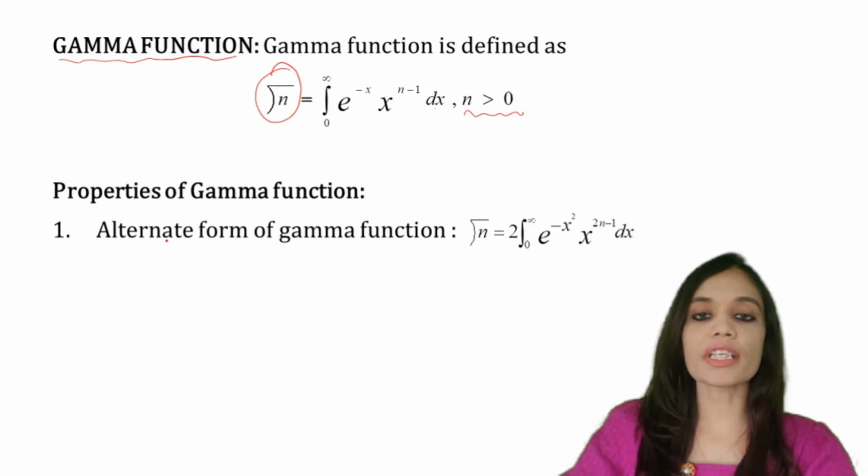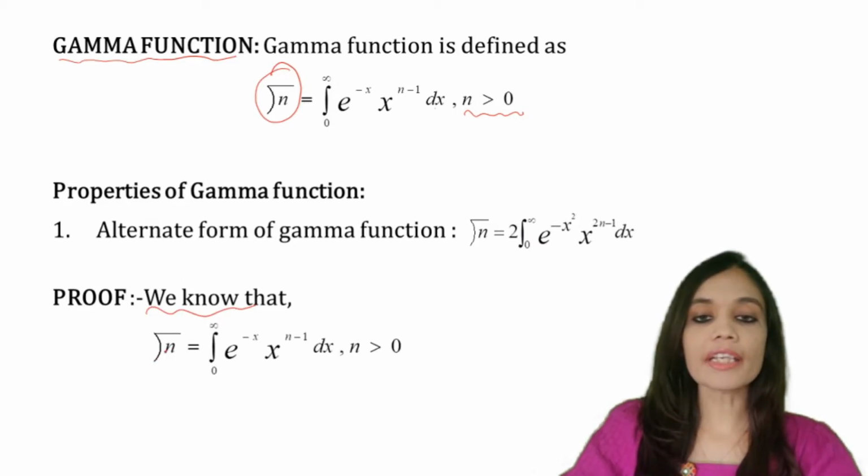The first property is the alternate form of gamma function. That is, gamma function can be written as gamma n equals 2 times integration 0 to infinity e raised to minus x square, x raised to 2n minus 1 dx. Now let us prove this. Firstly, we know that gamma n equals integration 0 to infinity e raised to minus x, x raised to n minus 1 dx, where n is greater than 0. So this is the definition of gamma function.